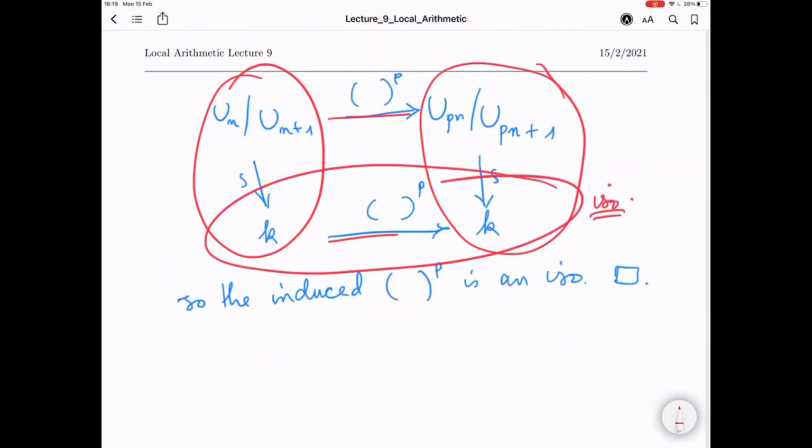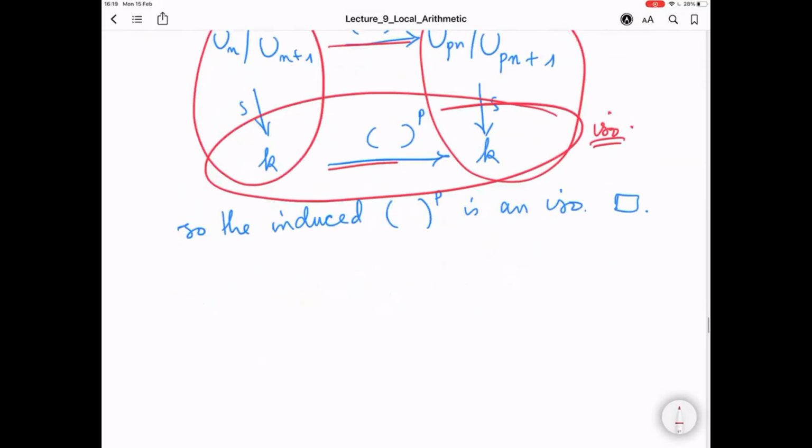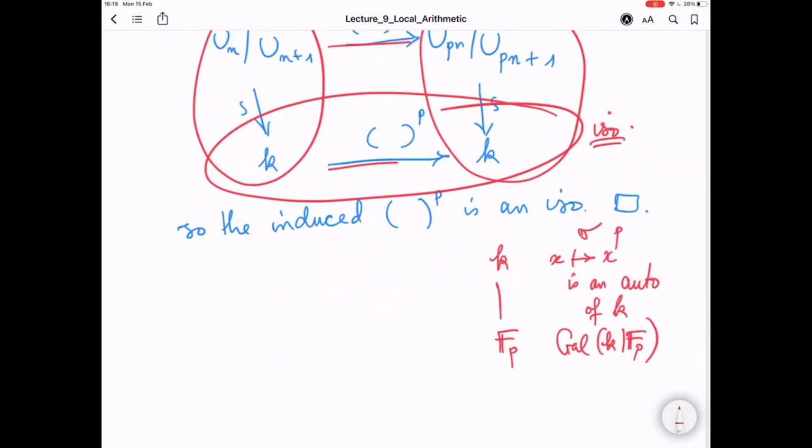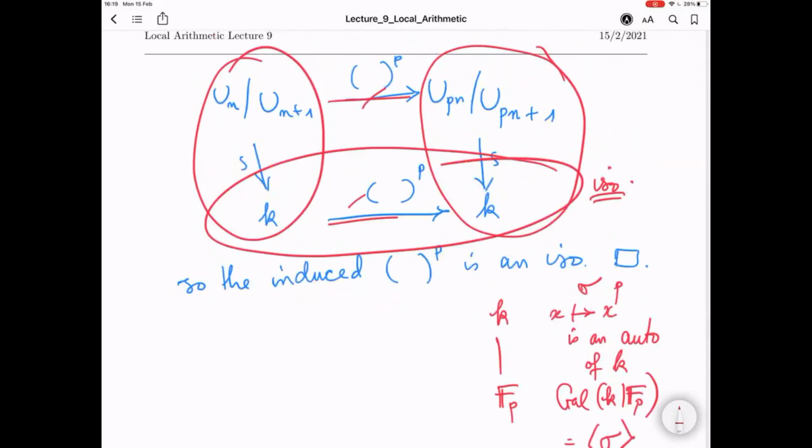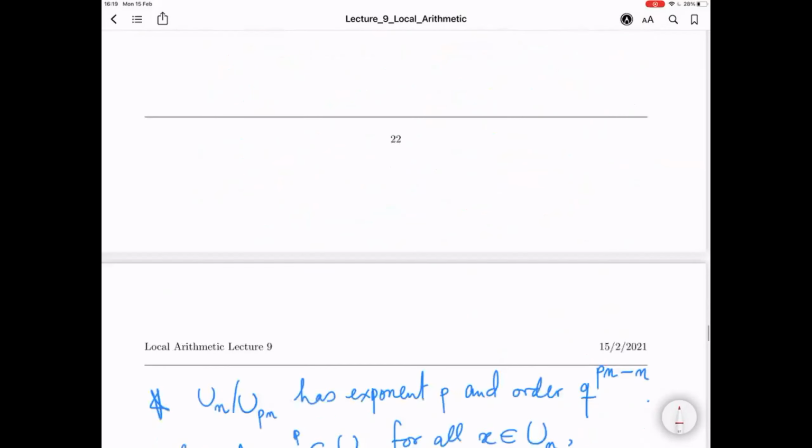It's sometimes called the absolute Frobenius or whatever. Doesn't matter. But when you have a finite extension K of Fp, the map x goes to x to the p is an automorphism of the field K, right? Actually, the Galois group of K over Fp, if I call it sigma, is generated by this sigma. Anyway, so the bottom arrow is an isomorphism, and so therefore is the top arrow. So that proves this statement.